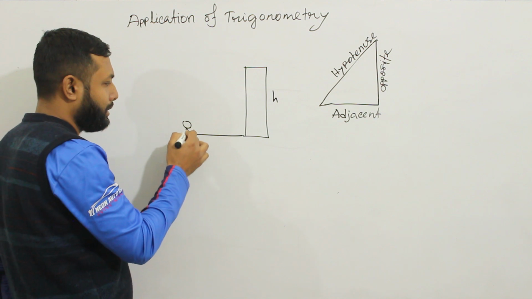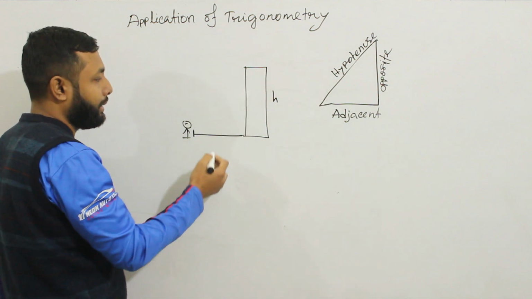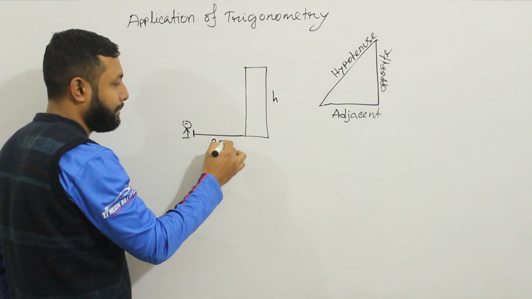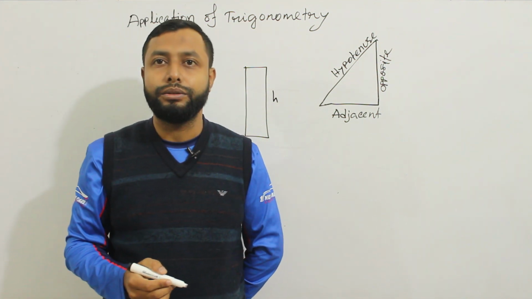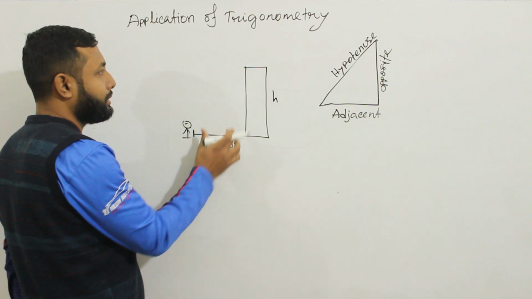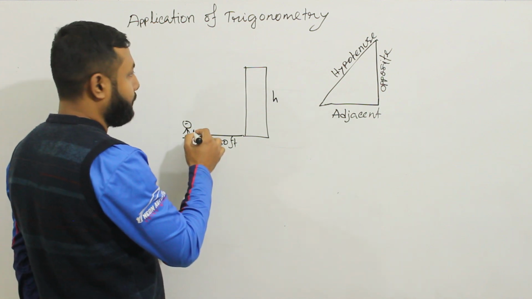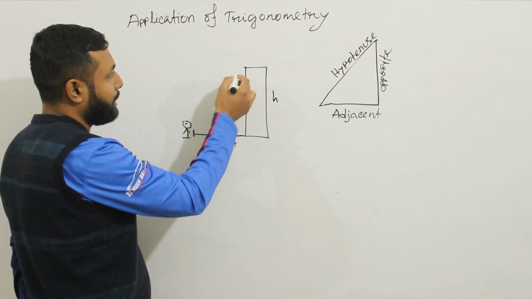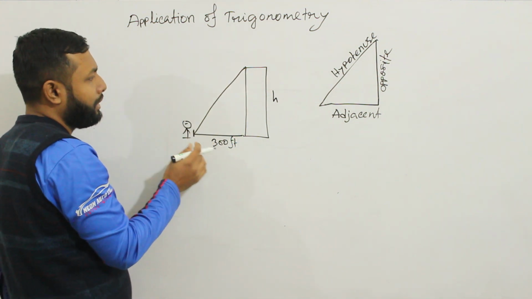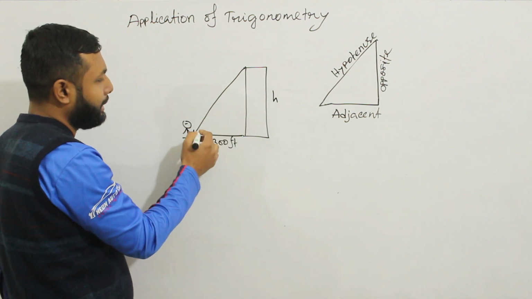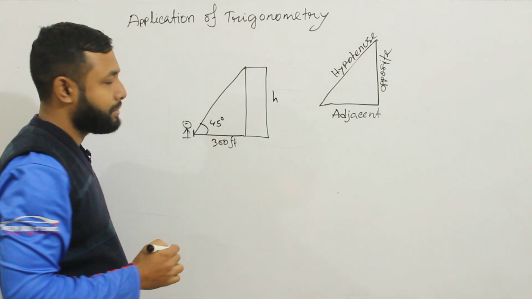As you see, you are observing that building from a distance of 300 feet maybe away from that building or base of that building. So in that case, we are able to measure the height of that building by using a trigonometric application. Let's observe that if we find an angle from the building here, let's say 45 degrees, we are observing the building.